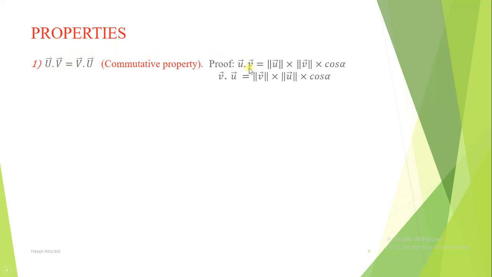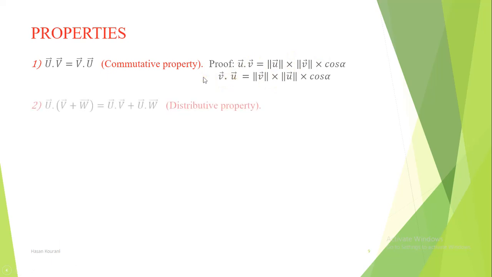u dot v, the proof of this property comes from this detail. u dot v, as the definition says, is magnitude of u times magnitude of v times cosine alpha. And similarly, v dot u equals magnitude of v times magnitude of u times cosine alpha. And if you notice, the right sides of these two equations are the same, so u dot v and v dot u are equal.